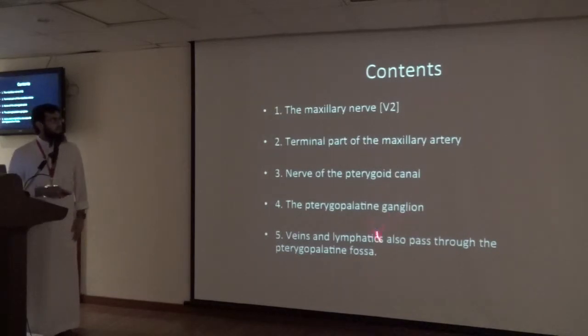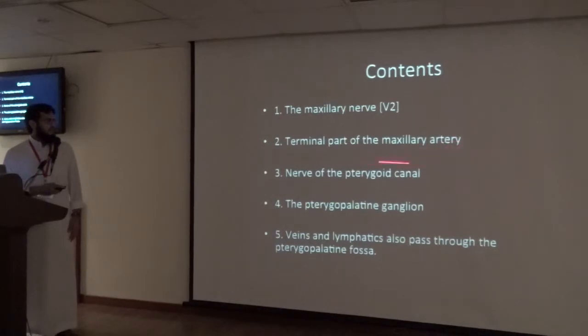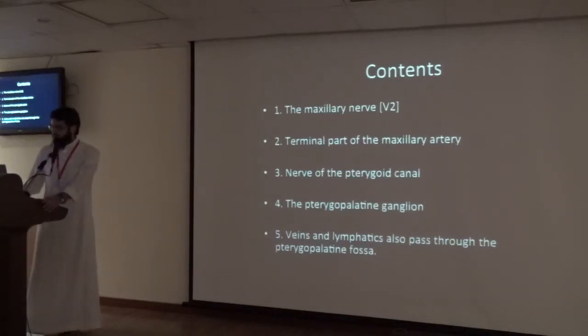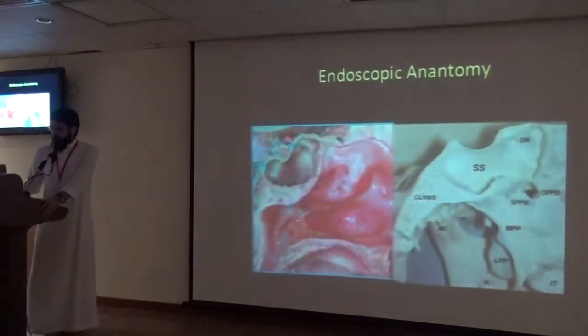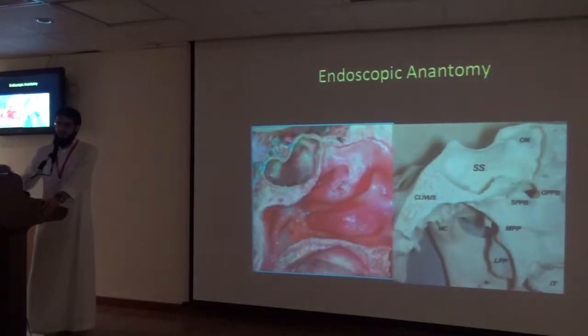What are the contents of the pterygopalatine fossa? As we know: the maxillary nerve, the maxillary artery, the Vidian nerve, the pterygopalatine ganglion, and veins and lymphatic tissue. So now we will go to the endoscopic anatomy. We have seen the gross anatomy, then the imaging anatomy, and now we will come to the endoscopic anatomy.